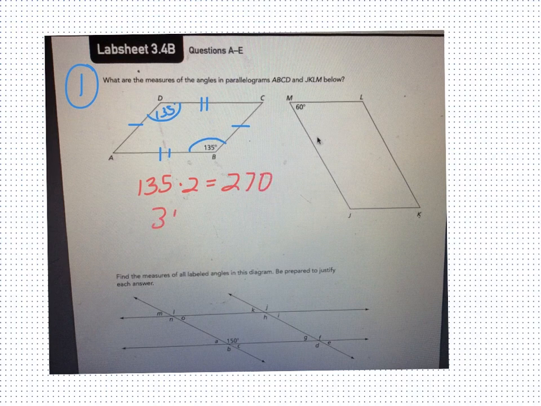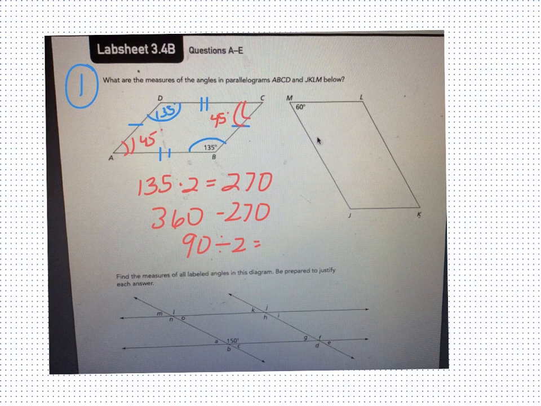We can subtract that from 360 because we know that the 4 angles within a quadrilateral give us 360 degrees. So that's 90 degrees left over. Divide that in 2 because these opposite angles are also the same measure. So each of these angles, angle C and angle A, would each be 45 degrees.